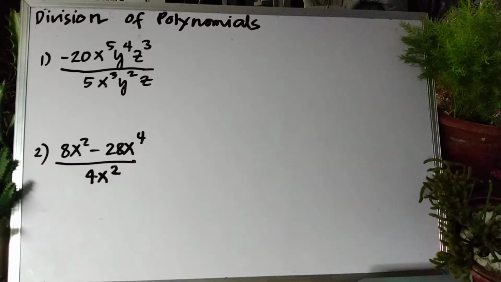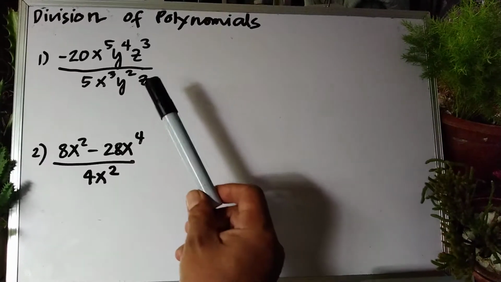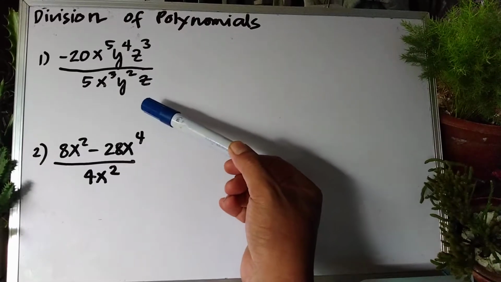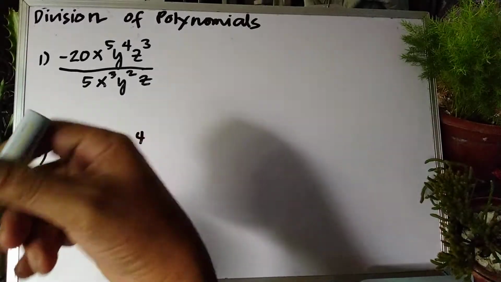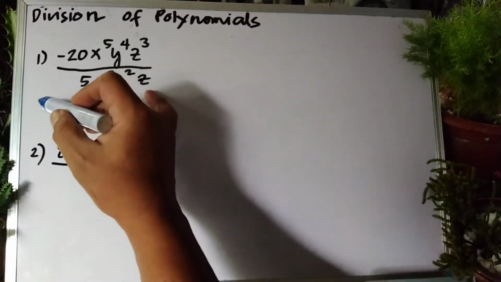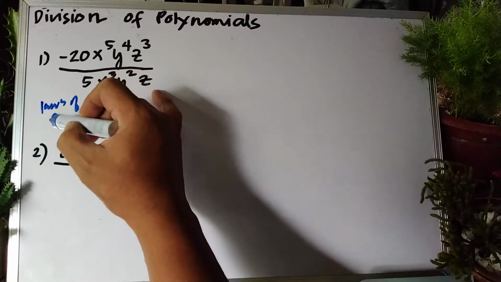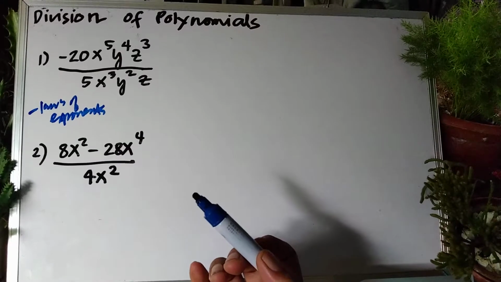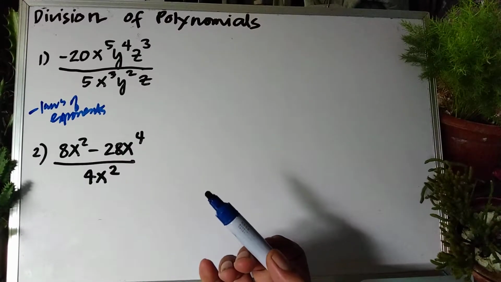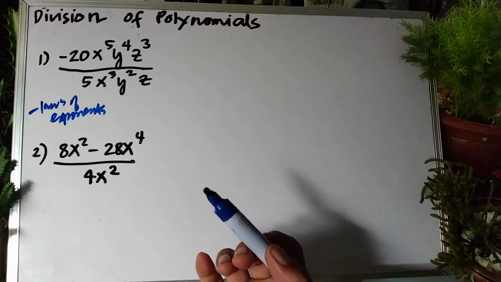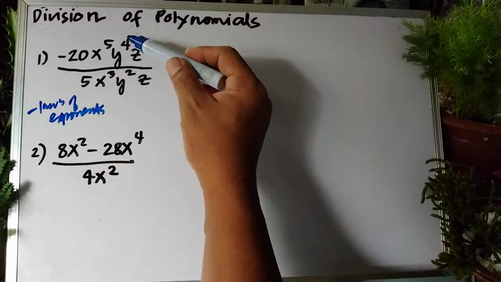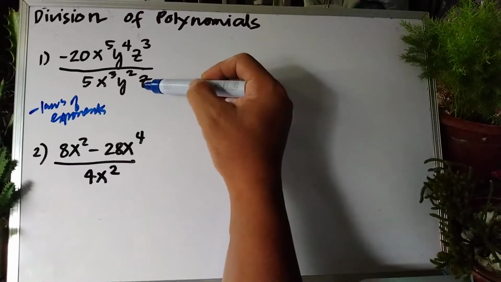Now, in our number one example, this is a monomial divided by a monomial. In number one, just simply use the laws of exponents when you divide a monomial by a monomial. So dali ra kaayo. Okay, let's proceed.